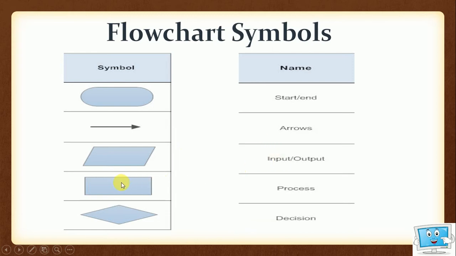Next is the shape in the form of a rectangle. This is known as a processing box, where any calculation or processing takes place. This flowchart symbol is the decision symbol. It is in the shape of a diamond and it is used to take the decision, and the decision can have two outputs. One can be true and the other can be false.